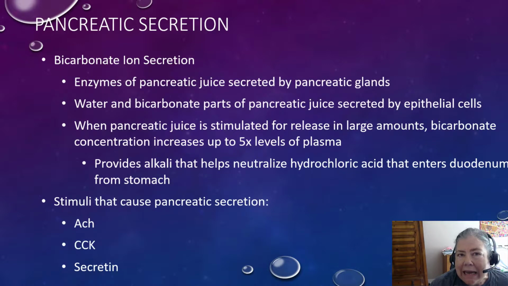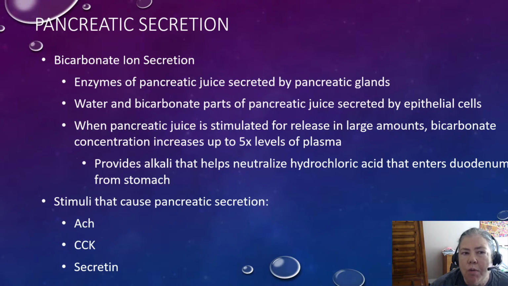The bicarbonate solution that's made by the pancreas is really important to neutralize stomach acid. So the enzymes of the pancreatic secretion are secreted by glands, but they're exocrine glands. The water and the bicarbonate are secreted by the epithelial cells lining all of the pancreatic ducts.